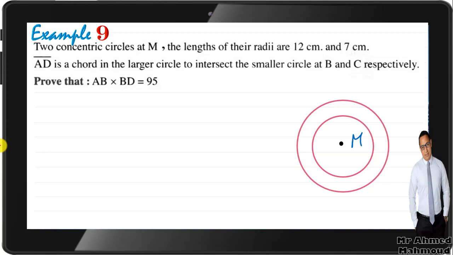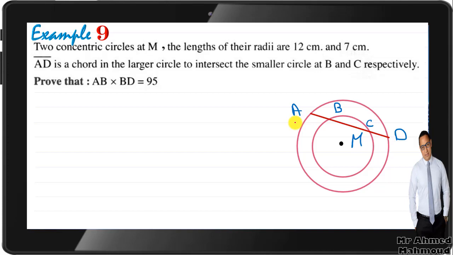AD is a chord in the larger circle. So in the larger circle, I'm going to draw a line segment called AD like this. This one is called A and this one is called D. Now it intersects the smaller circle at B and C, like this. Prove that AB times BD equals 95.